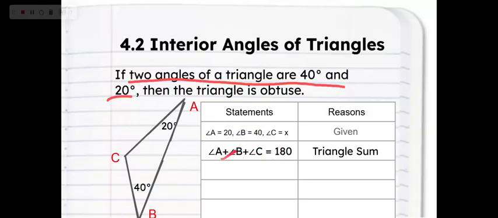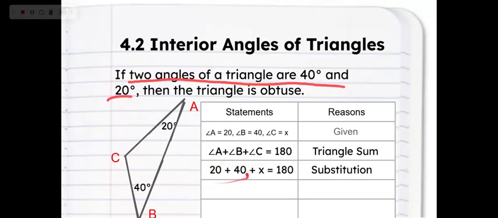Then I want to get rid of these 3 different variables, these 3 different letters. I'm going to plug in, the big kid word for plug in is substitution. If you identified angle A as 20, that goes first. If you identified angle B as 40, that goes second. If you identified angle C as X, that goes third.